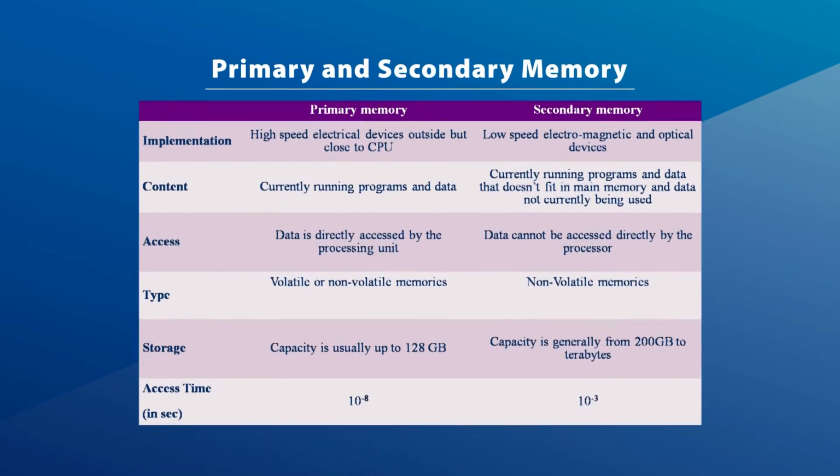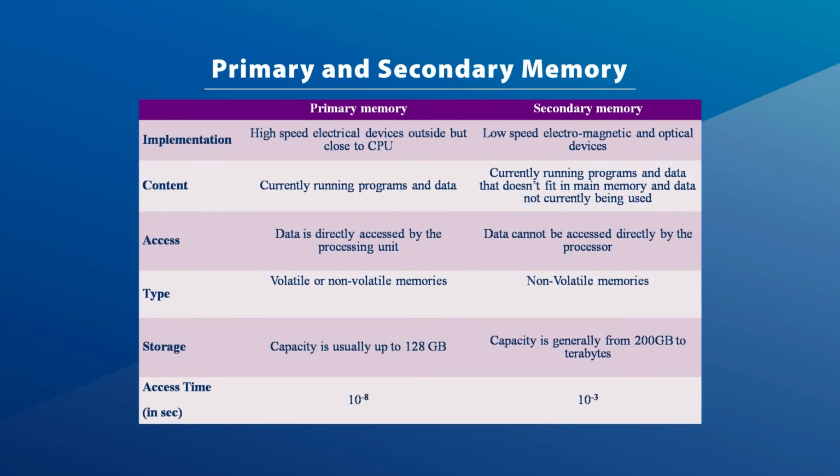Now, if we compare a little bit the primary and secondary storage, we can say that primary memory is the memory where content or data which is currently in execution is kept.